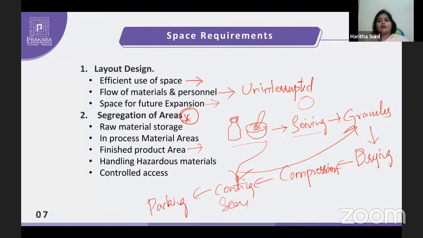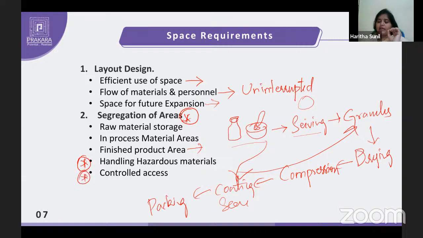And then the finished product area. The finished product area is where you are keeping all your finished products at one place. And handling hazardous materials is very, very important, especially coming to the pharmaceutical industry, right? So if any hazardous chemicals or materials are used, they have to be separated and isolated, and they require utmost security and safety.